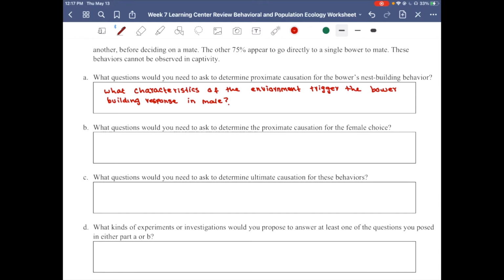And then for the female proximate cause, we could ask, what about the male's dances triggers the mating response in females? Because they talked about how 25% go from one male bird to another to scope out, whereas the 75% just choose one. So we can look at what about the dance actually attracts the female.